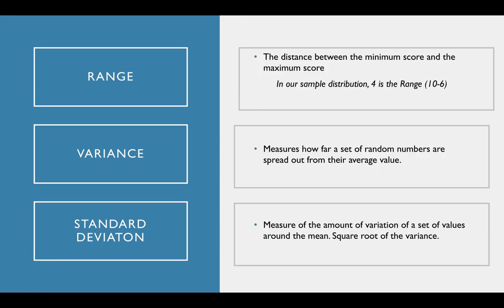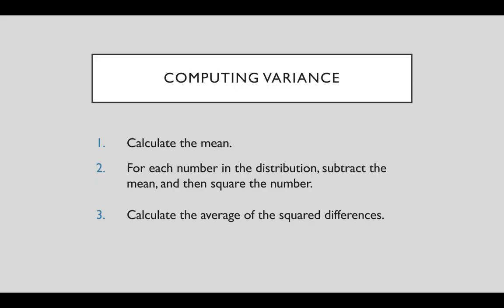Let's compute variance. To compute it, first we need to calculate the mean. Then, for each number in the distribution, subtract the mean and then square the number. Finally, calculate the average of the squared differences. Another measure we can use is the interquartile range, which is the difference between the first quartile, which holds 25% of the values below it, and the third quartile, which holds 25% of the values above it.